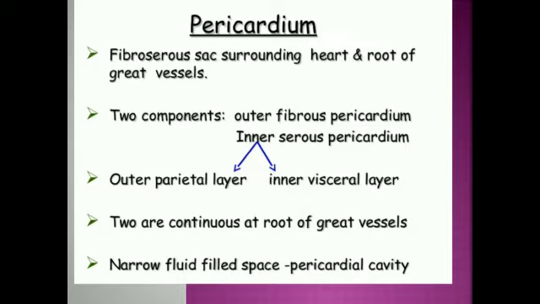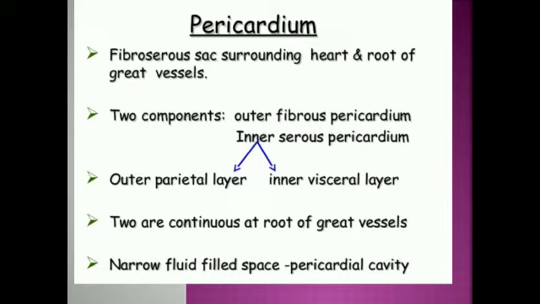What does the pericardium do? The pericardium keeps the heart in position and prevents it from over-distension. This pericardium consists of two layers, called the outer fibrous pericardium and the inner serous layer. So the pericardium prevents the heart from over-distension, and it keeps the heart in position.